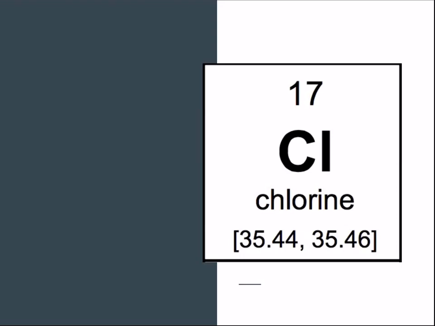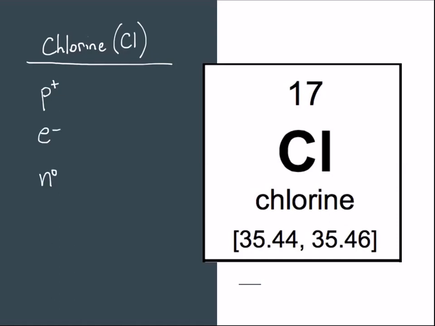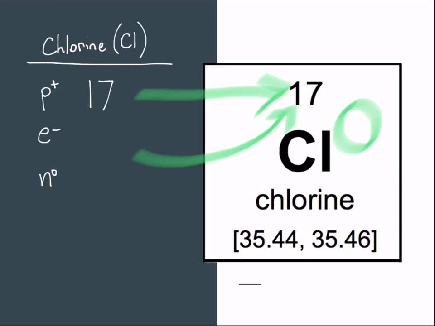What we'll do is we'll write down chlorine's name at the top, and then in parentheses we'll write down Cl. From top to bottom, you're going to write P+, E-, and N0. The number of protons comes from the atomic number, 17. Chlorine has 17 protons. Next, you look for a charge. Since there's no charge here, the number of electrons is equal to the number of protons, 17.